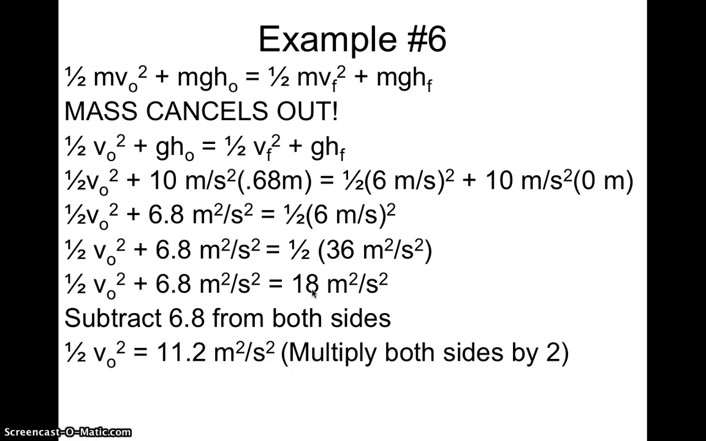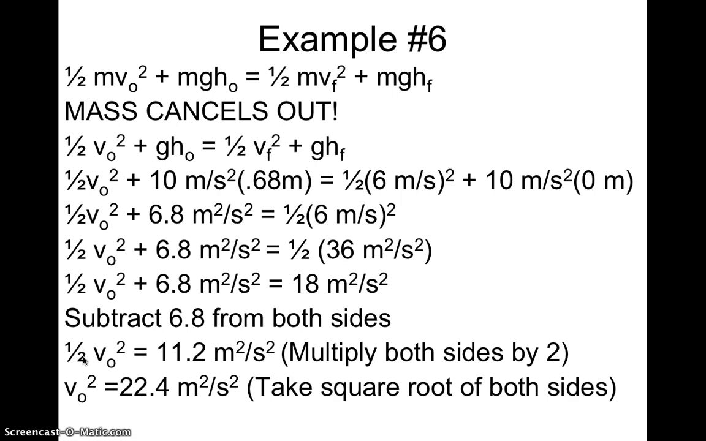And we end up with 1/2 V0 squared is equal to 11.2 meters squared divided by second squared. We're going to multiply both sides by 2 in order to get rid of this 1/2 term. And now we have V0 squared is equal to 22.4. Going to take the square root of both sides, and once you get done with that, you end up with a final answer of 4.7 meters per second.